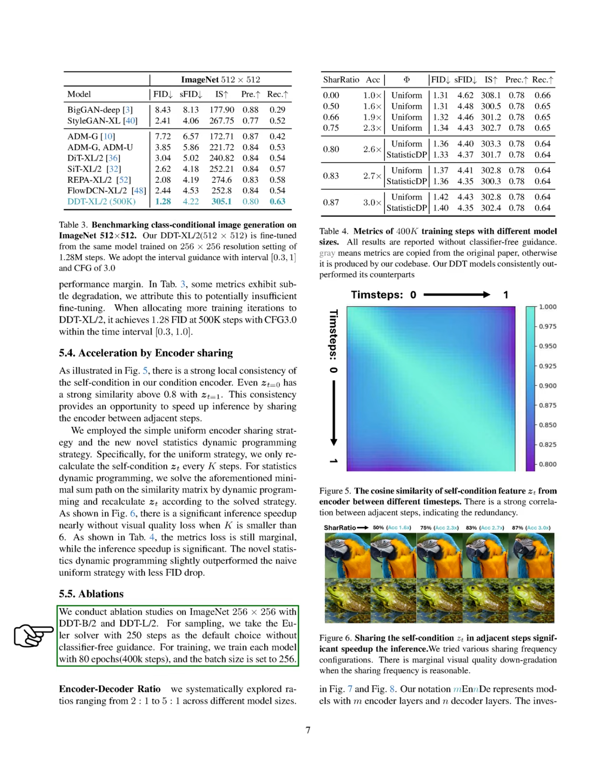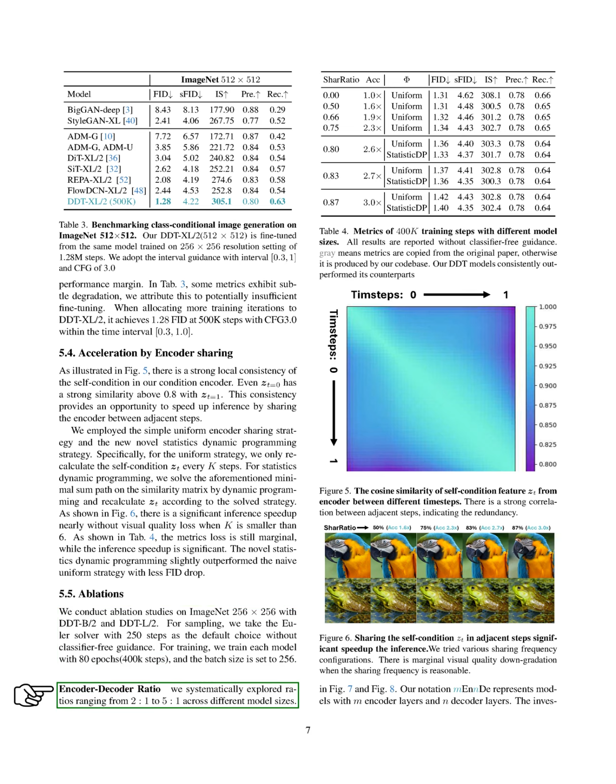Section: Ablations. In this section, we conduct ablation studies on ImageNet with a resolution of 256 by 256 using DDT-B2 and DDT-L2. For our experiments, we choose the Euler solver with 250 steps as the default, without using classifier-free guidance. We train each model for 80 epochs, which amounts to 400,000 steps, with a batch size of 256.